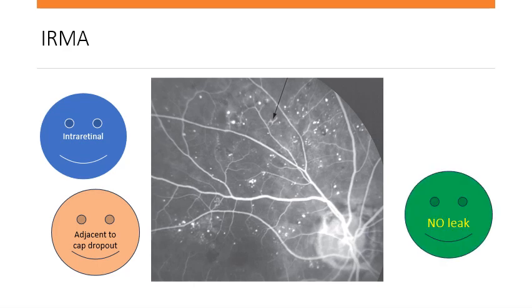The main feature in the fluorescein angiogram that differentiates the IRMA from neovascularization is that there is no leakage. So even in the late phase of the fluorescein angiogram, you find that they are very well delineated.